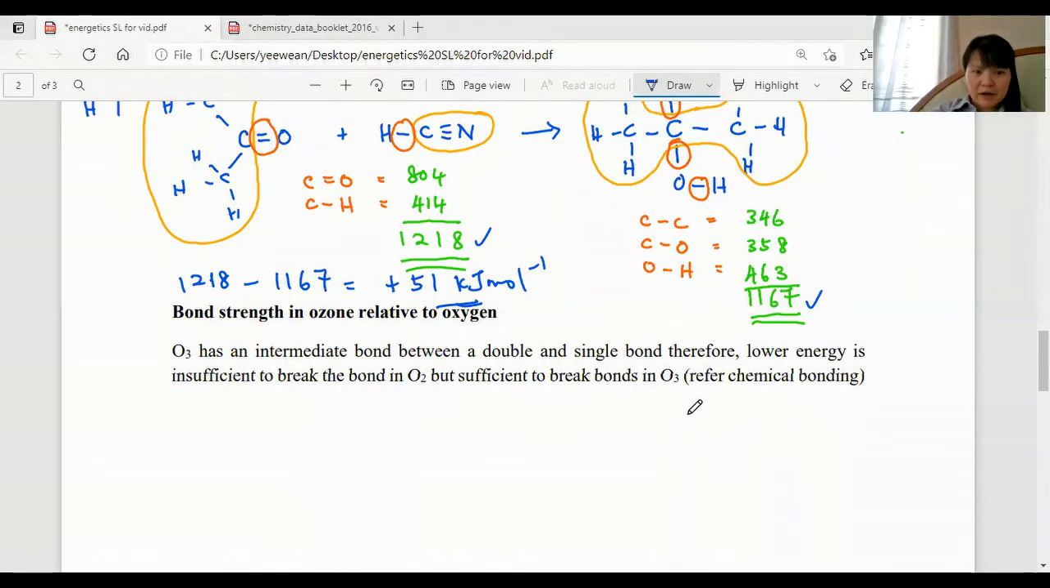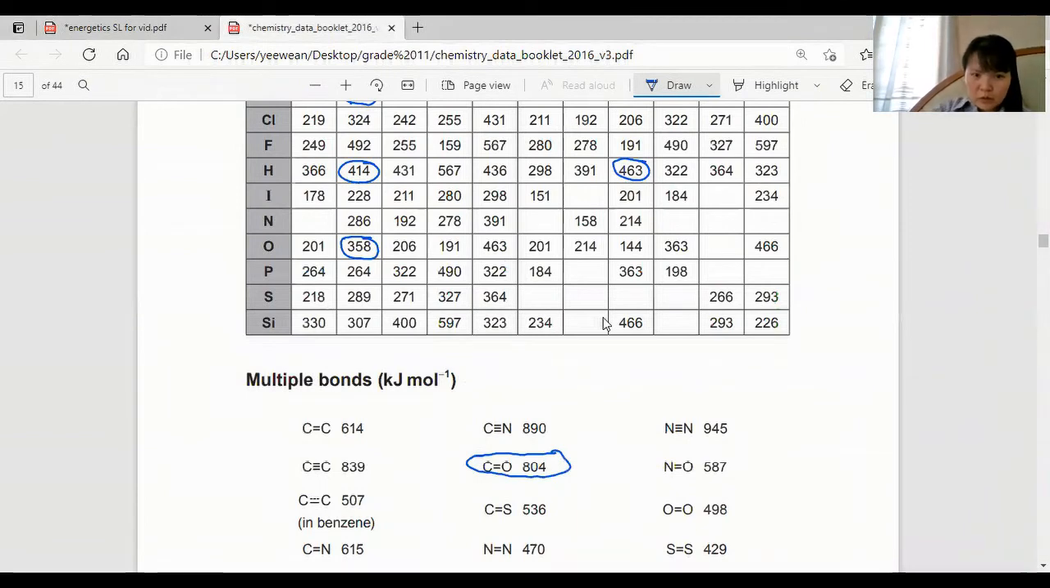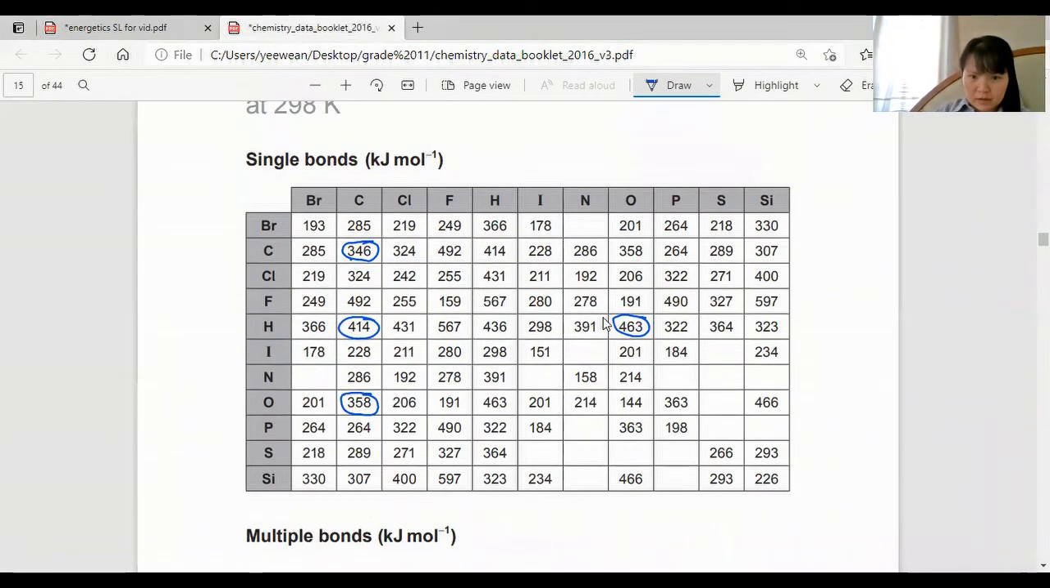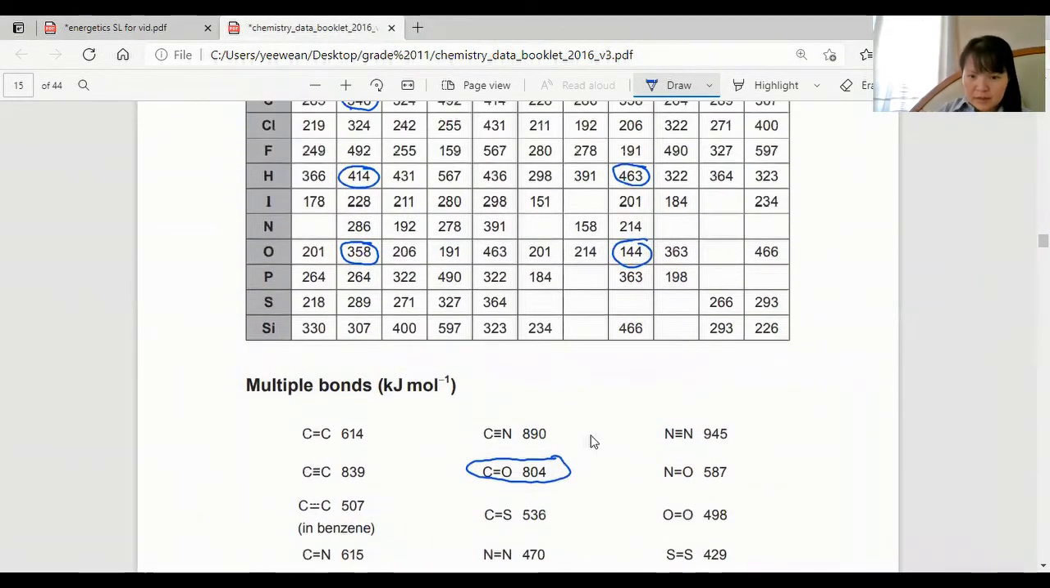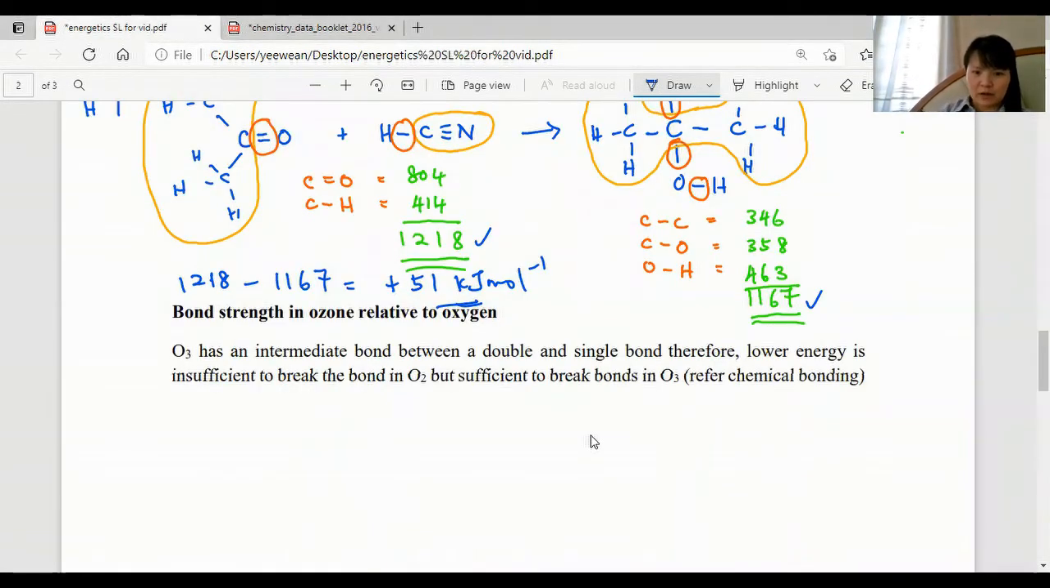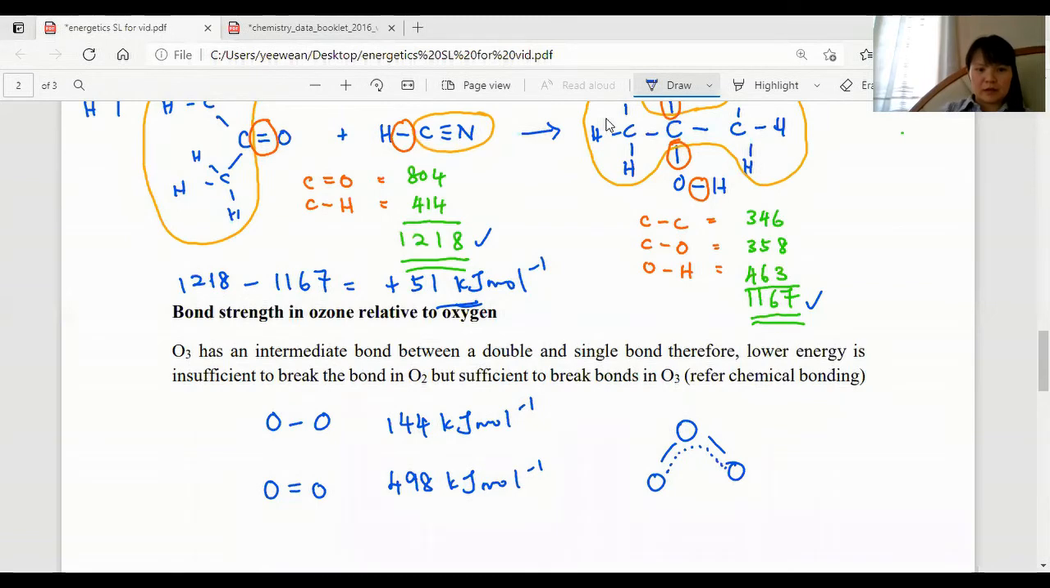Just a reminder here, double bonds are stronger and single bonds are slightly weaker than a double bond. For O-O, so O to another O in a single bond, is 144. O to O in a double bond is much stronger, 498. And in ozone, it's a 1.5 bond, so the strength is somewhere between a single bond and a double bond. So here, single bond, double bond, and a 1.5 bond, which is somewhere in between these two figures.